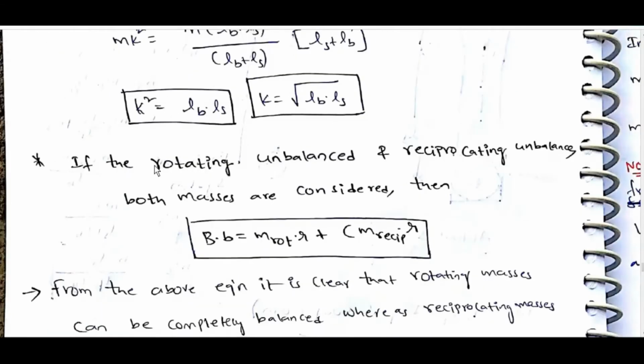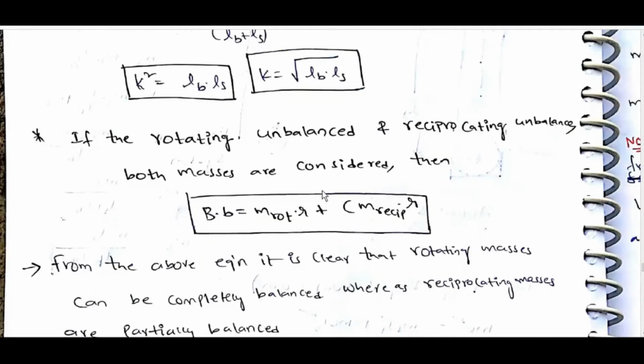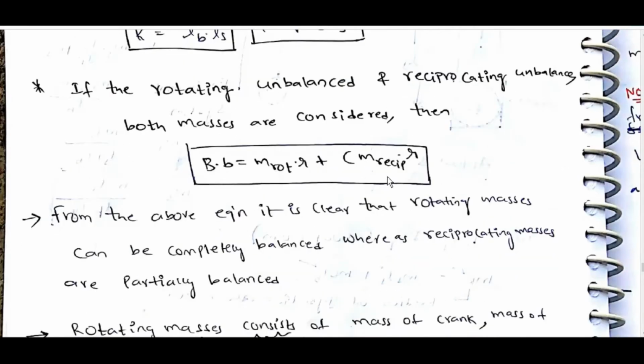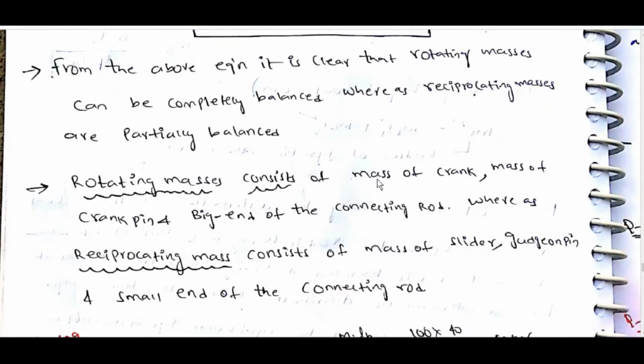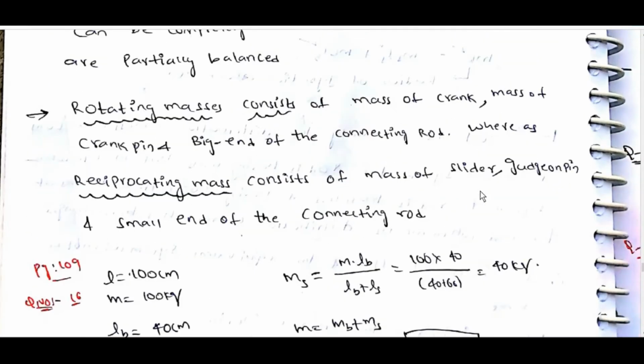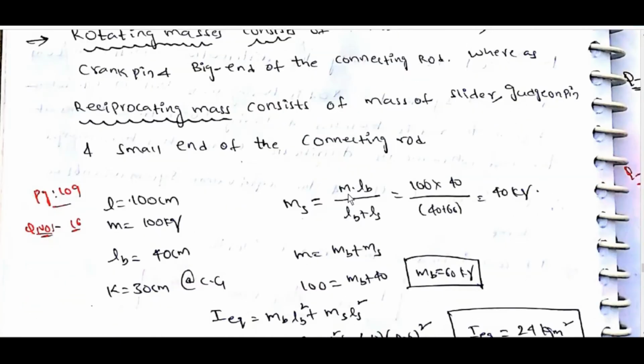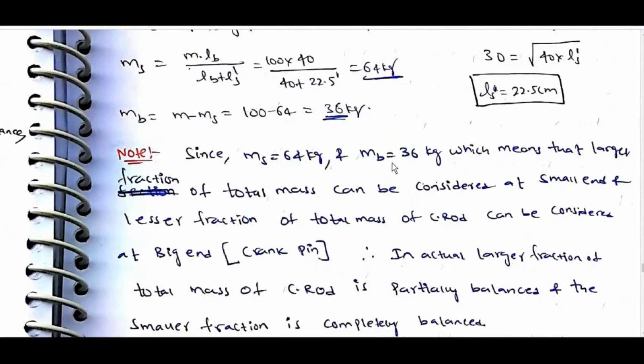If the rotating unbalanced and reciprocating unbalanced masses are both considered, then B is equal to M rotating into R plus C M reciprocating into R. From the above equation it is clear that rotating mass can be completely balanced, whereas reciprocating mass is partially balanced. Rotating mass consists of the mass of crank, crank pin and big end of connecting rod, whereas reciprocating mass consists of the mass of slider, gudgeon pin and small end of connecting rod.